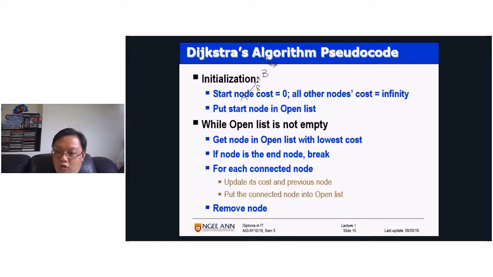If the new path found is not better, you don't update. Then, if this node is not already in the open list, you put it inside the open list, and then you keep doing that. Basically, what Dijkstra's algorithm does is it will look for the path with the lowest cost.